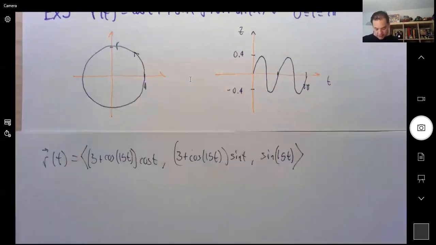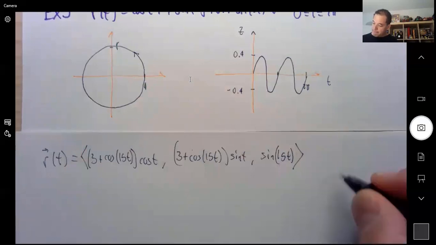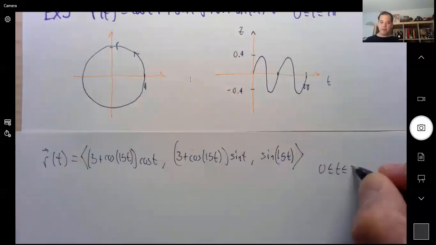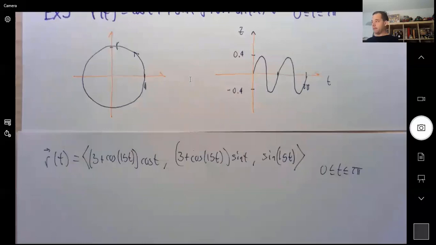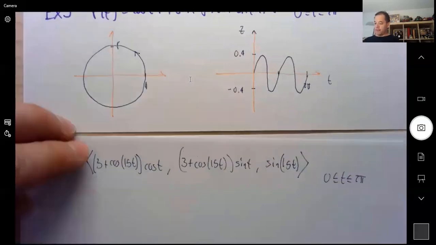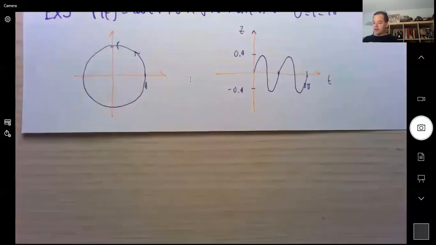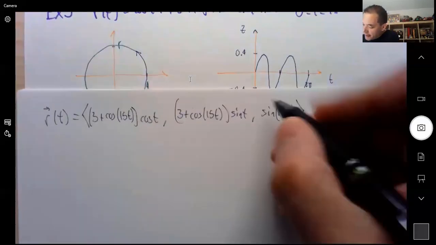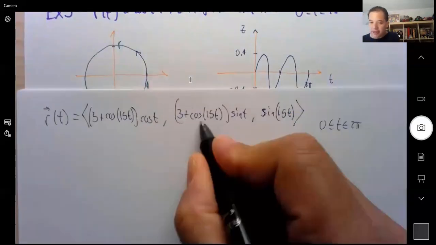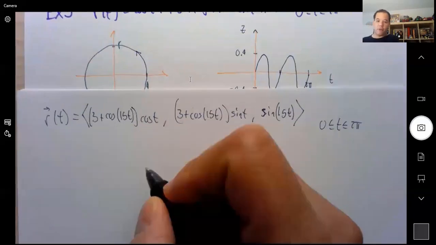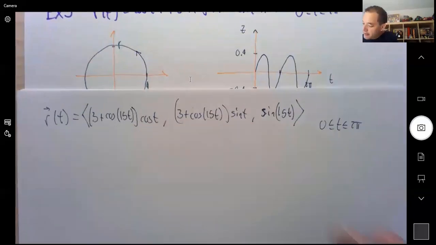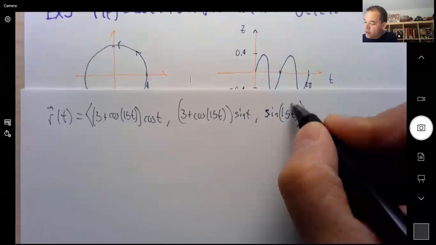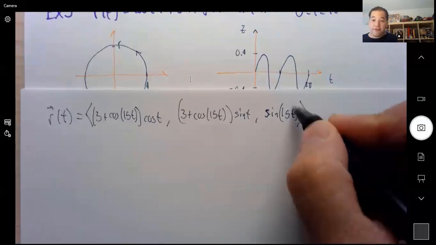And t is between 0 and 2 pi. All right, so what's the story? What is it that we have? Well, this is kind of harder to understand because this product is not clear, what's happening, right? So we'll give it the z coordinate, we understand. The z coordinate is sine of 15t.